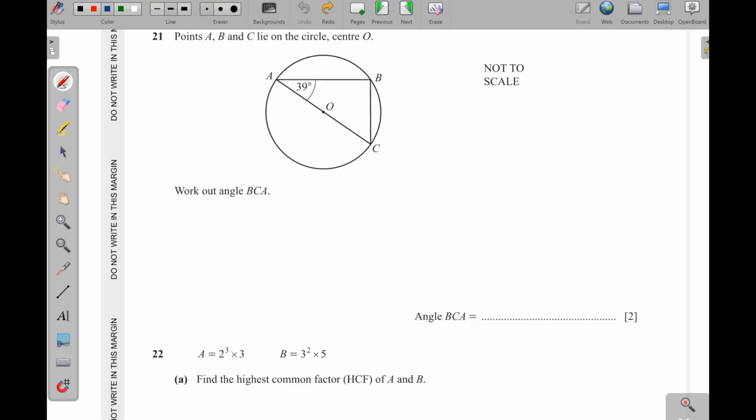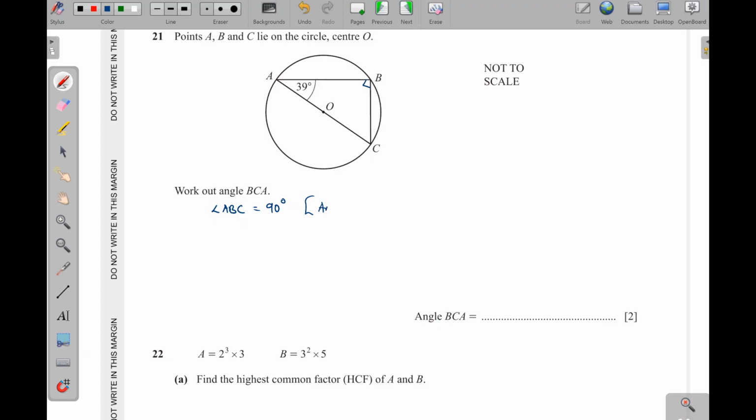Question 21 is coming from circle theorems, okay, and trigonometry. Points A, B, and C lie on a circle center O. Then they say work out the angle BCA. So this is the angle here. But you can see that if this one is a diameter, then the angle in the semicircle is always 90 degrees. So angle ABC is equal to 90 degrees.